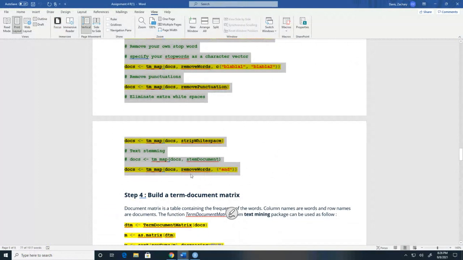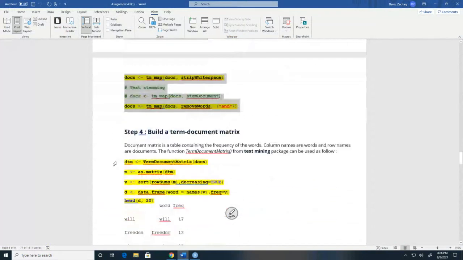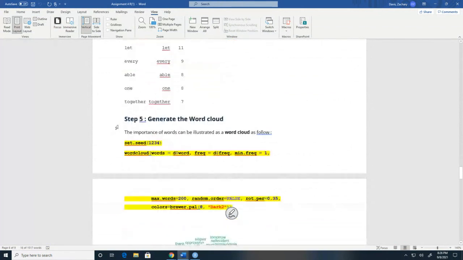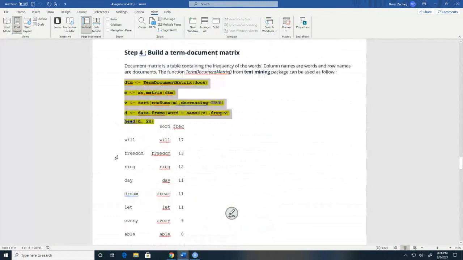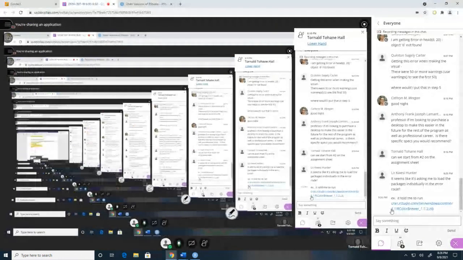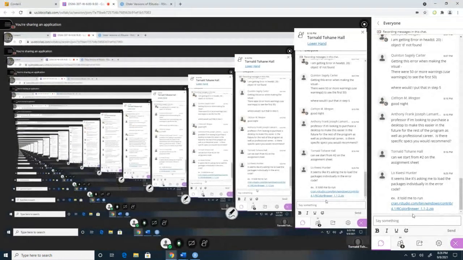Okay. Yeah. And then step 4, it's this block of code where you turn it into a term document matrix. Or color brewer.